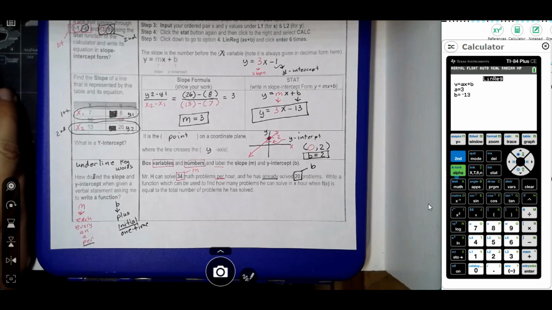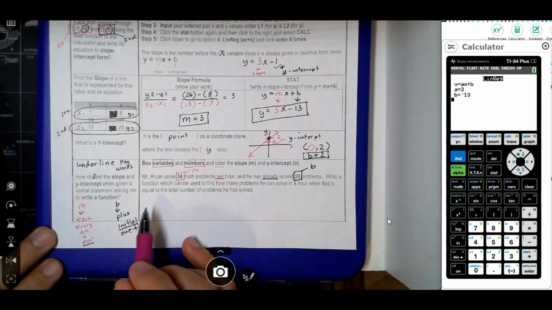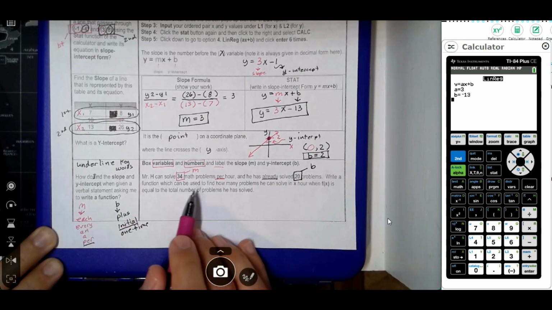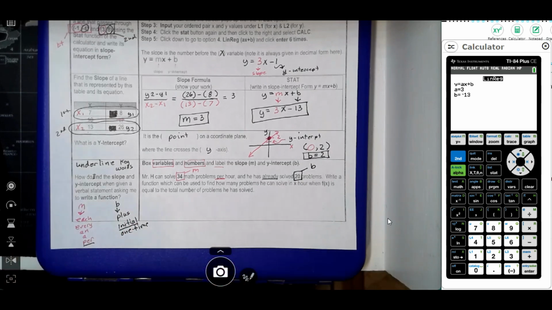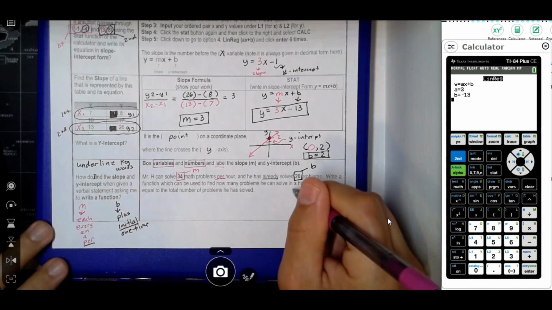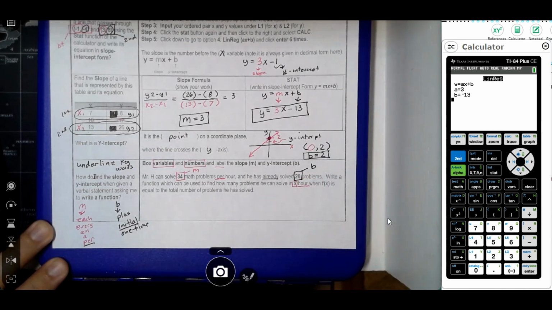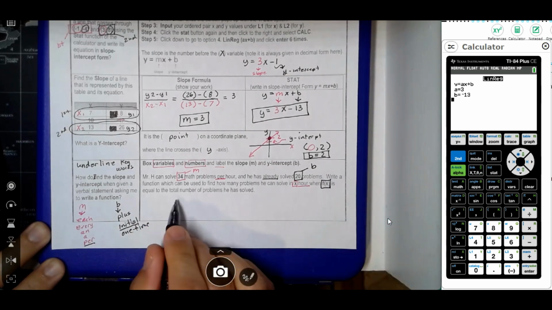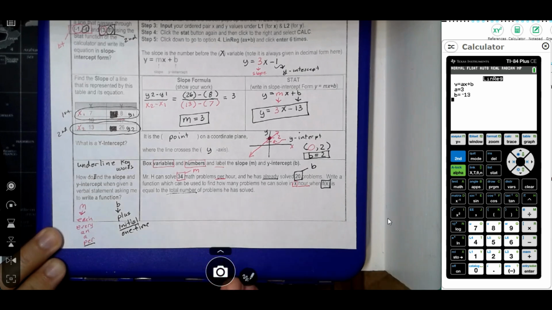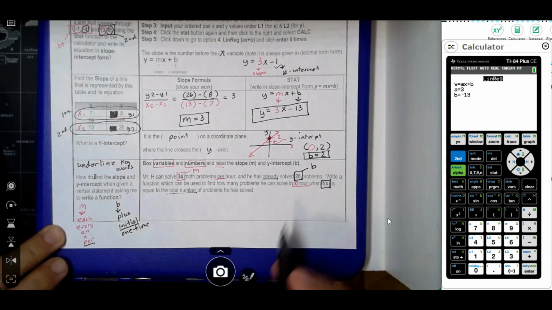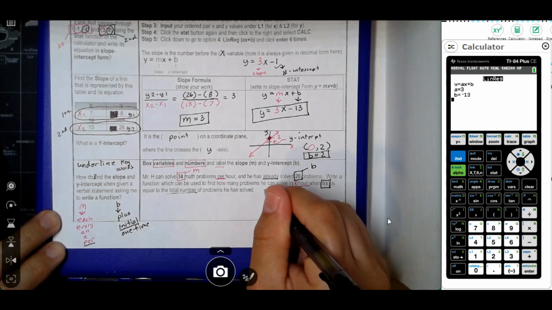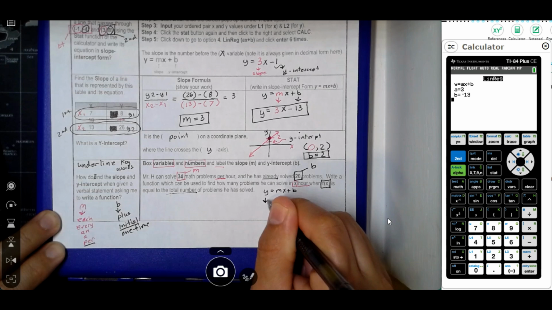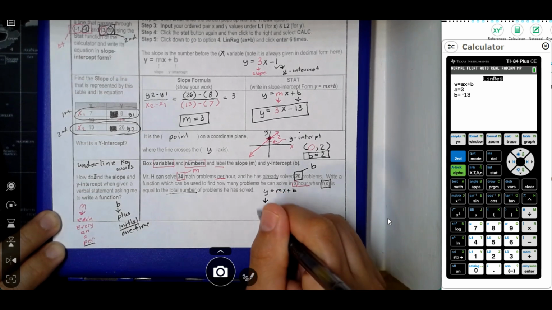Now it's asking me to go ahead and write an equation that we can use. So notice it says write a function which can be used to find how many problems he can solve in X hours when f of X is equal to the total number of problems he has solved. Okay, so they don't want us to use y equals. In other words, they don't want us to write it like y equals mx plus b. They want us to write it as a function. And the function f of x represents y.